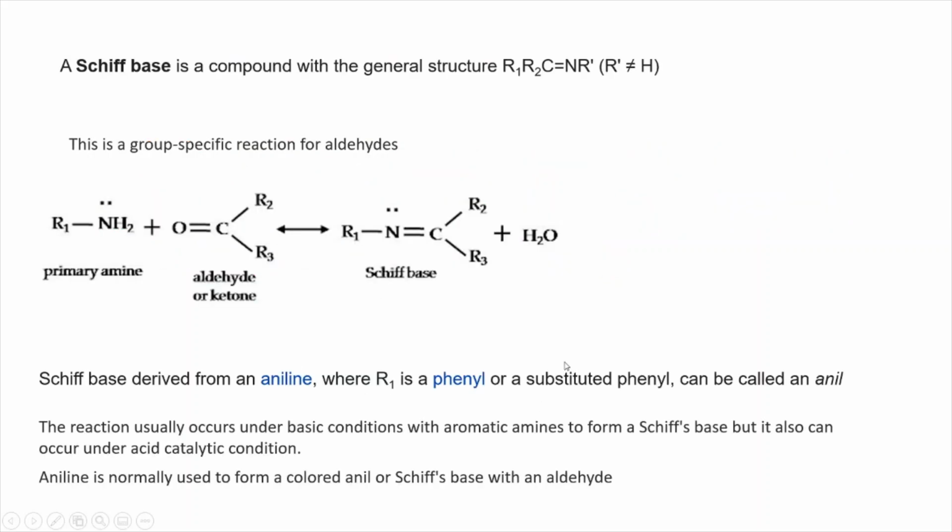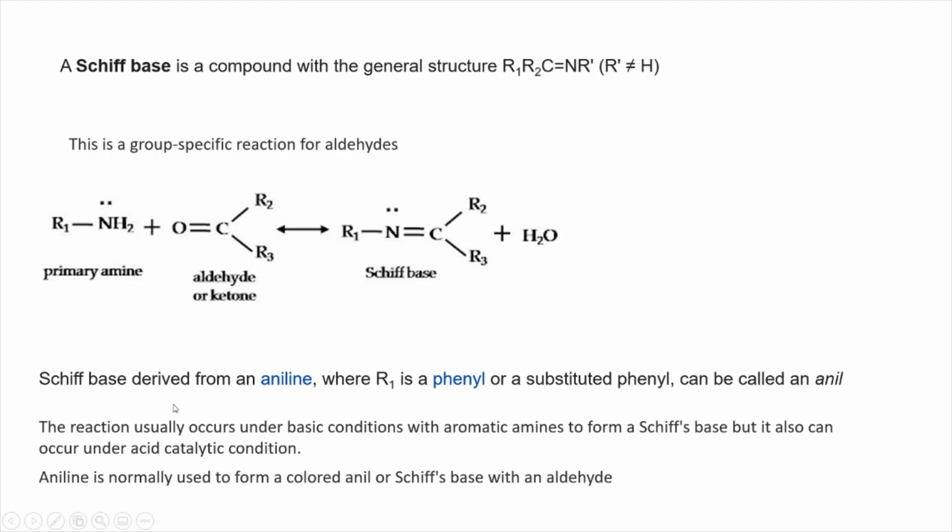So a Schiff base is a compound with the general structure R1, R2, C double bond N, R prime, where R prime cannot be hydrogen. This is a group-specific reaction for aldehydes. If you use any aldehyde with a primary amine, it will form this Schiff base, a nitrogen-carbon double bond, plus one molecule of water. So this R1 cannot be hydrogen.